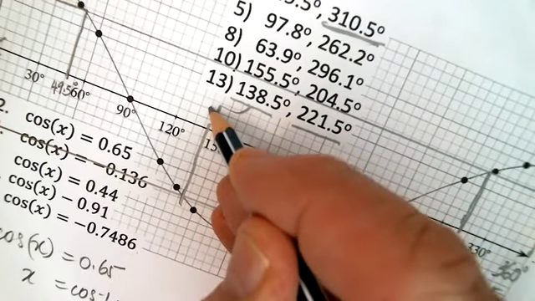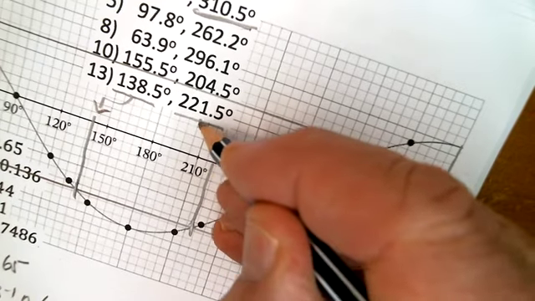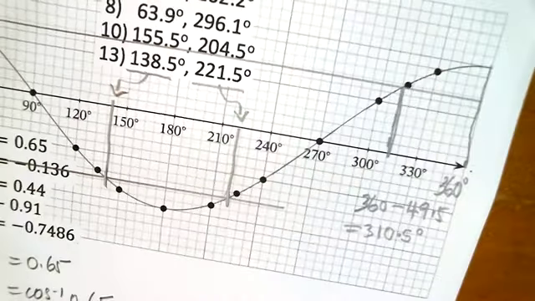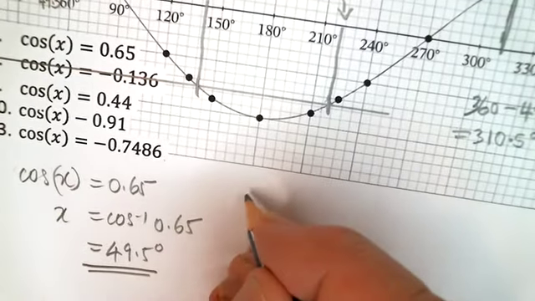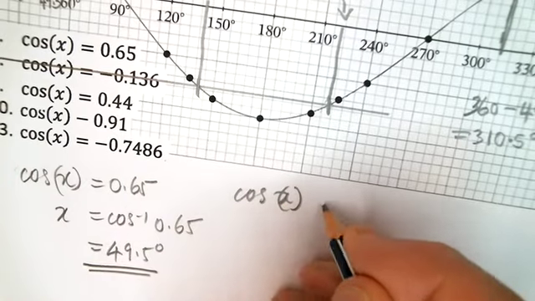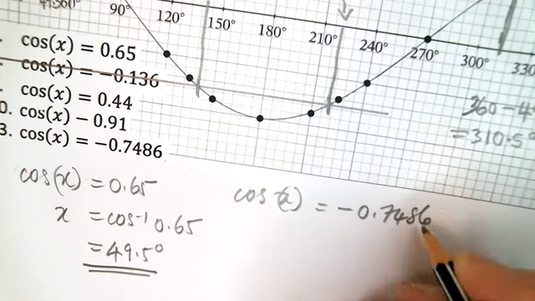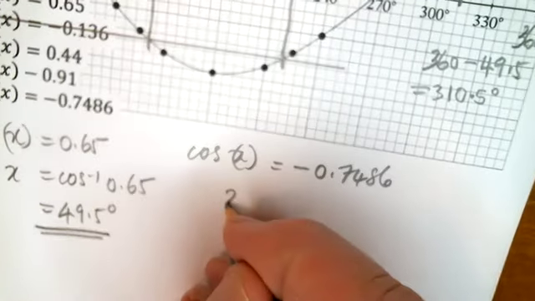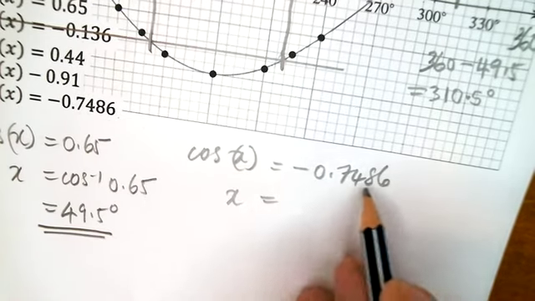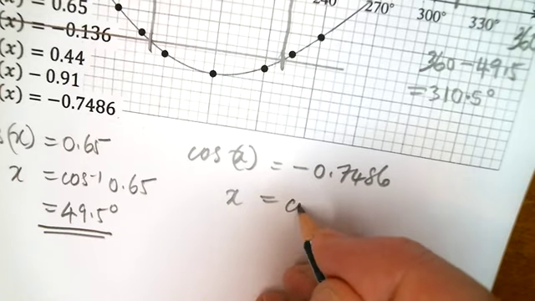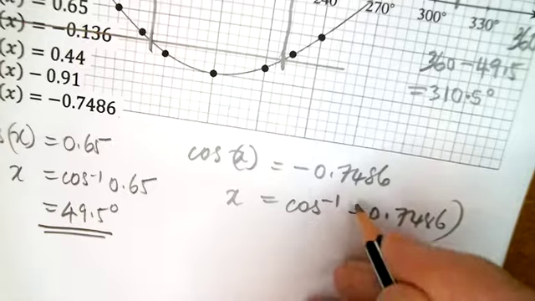So what they're saying is that's 138.5. That's that one there, yeah? This one over here, what we're saying is that should be 221.5. Of course, we can calculate that. Let's go ahead and do that. So let's go cos x is negative 0.7486. So x, therefore, in other words, how far through this cycle has passed in order for the amplitude to be that, it's going to be the arc cos of negative 0.7486.